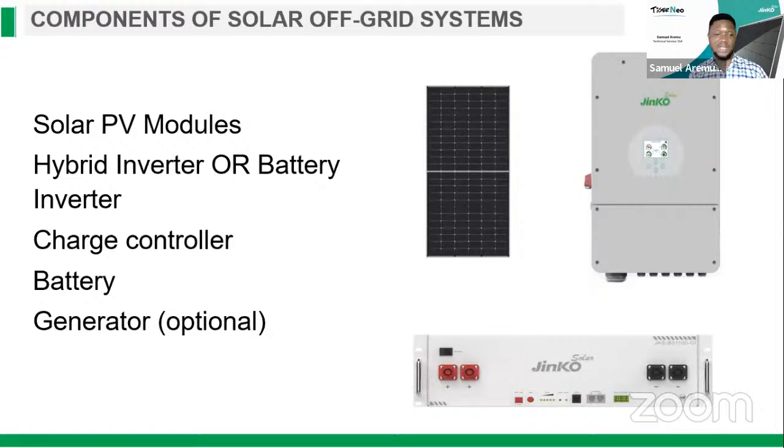Basically, either you have a hybrid inverter. A hybrid inverter contains the battery inverter itself and also the solar charge controller. So the solar charge controller is embedded into the hybrid inverter. Or if you want to go for the other one, which is the battery inverter, you also need a charge controller. Then you also have the batteries and generator, which can be optional. So let me go through it again. You have your solar PV modules, which is the main energy source. You have your hybrid inverter, or in other cases, your battery inverter and your charge controller. Then you have your batteries for backup, and also a generator, which is optional.